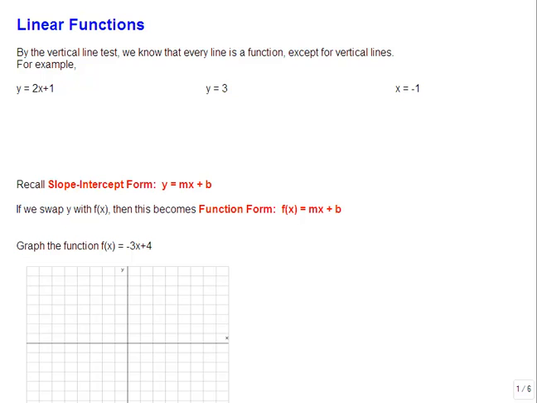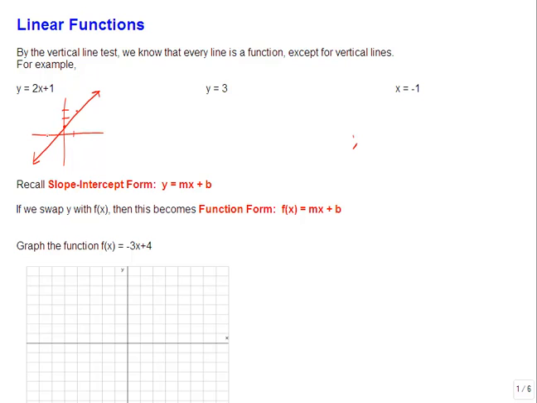In this lecture we're going to review a little bit about lines, but we're going to talk about them in the context of functions. So if you can visualize what the graph of a line would look like, then you can think about the vertical line test, and you should be able to see that every line is a function except for vertical lines. So for example, if we have the line y equals 2x plus 1, that's a line with a y-intercept of 1 and a slope of 2, so up 2 over 1. So it would have a shape like this.